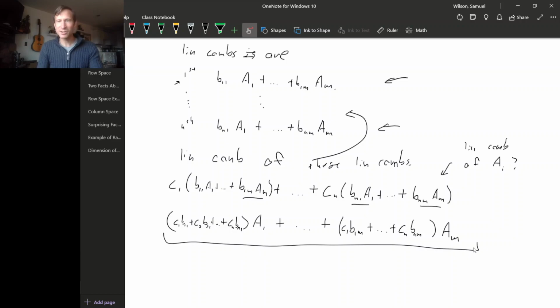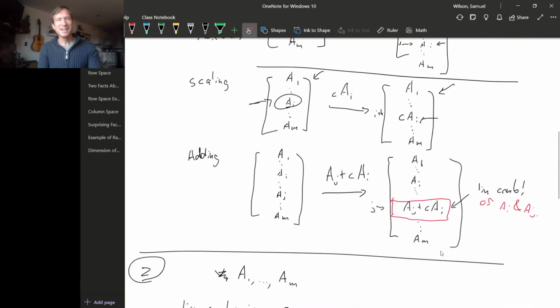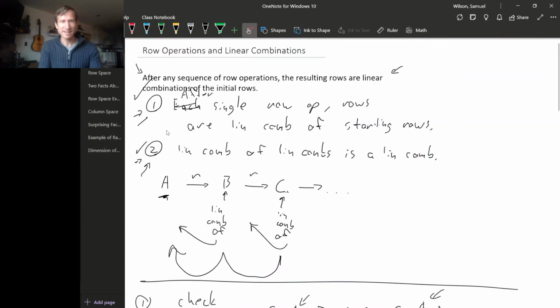So is this a linear combination of the A_i's? Well, clearly yes, because it's some coefficient times A sub 1 plus some coefficient times A sub 2, and so on, all the way down to some coefficient times A sub m. So that shows that a linear combination of linear combinations is a linear combination. So that proves our second thing here, and so we've finished proving this fact. After any sequence of row operations, the resulting rows are linear combinations of the initial rows. So this is now proved.